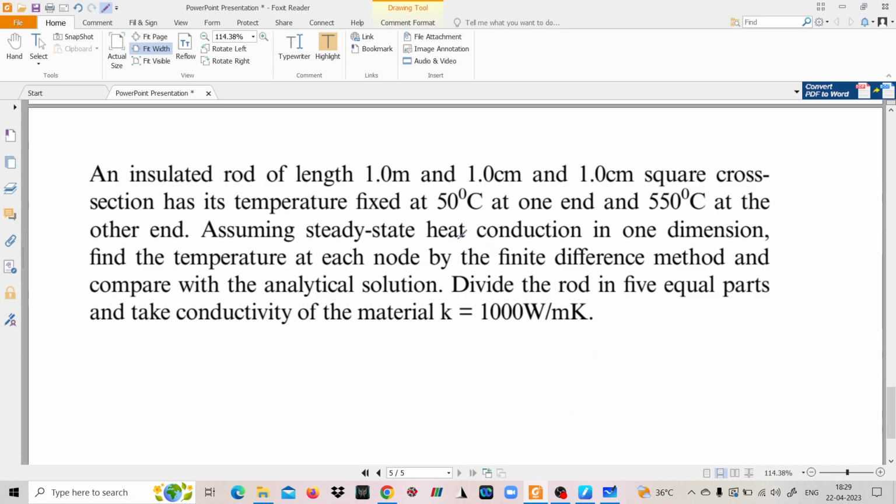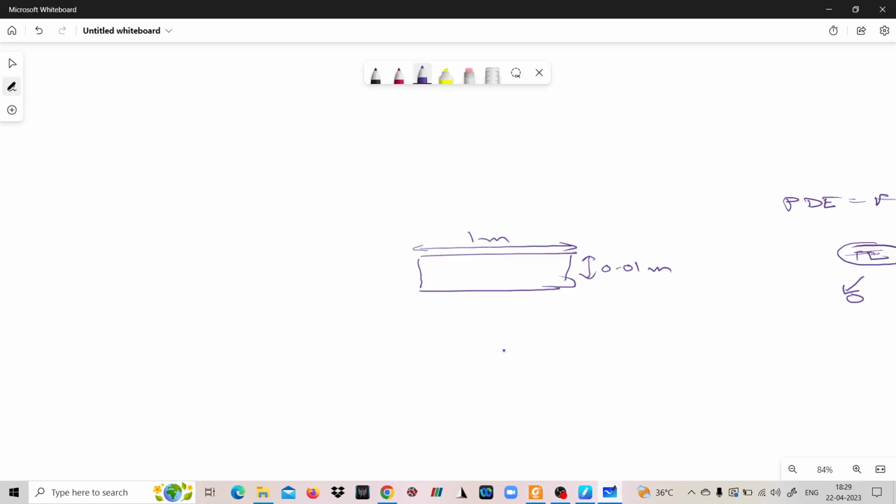Now, the cross section has its temperature fixed at 50 degrees Celsius at one end and 550 degrees Celsius at the other end. Okay. So here, say the temperature is 50 degrees Celsius, and on this side it is 550 degrees Celsius. So clearly we can see that there is a temperature gradient. If suppose this is the x direction, then there is a temperature gradient, right?